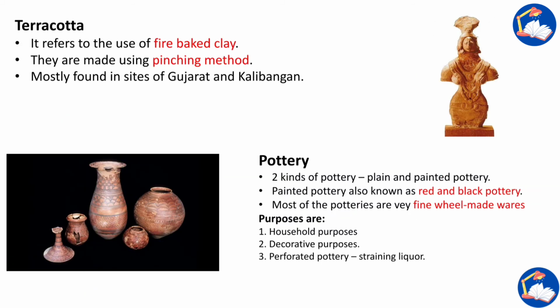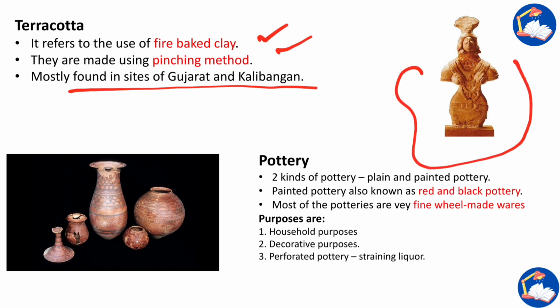Now we come to the terracotta. Terracotta refers to the use of fire baked clay. They are made using the pinching method, mostly found in the sites of Gujarat and Kalibangan. This is the image of Mother Goddess.